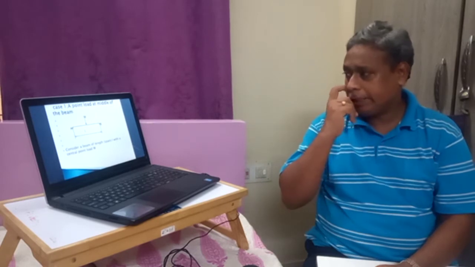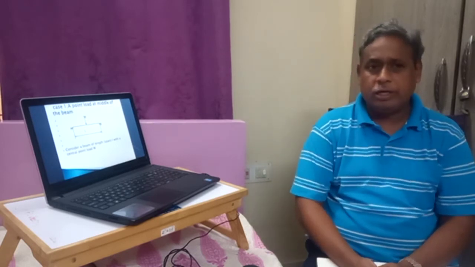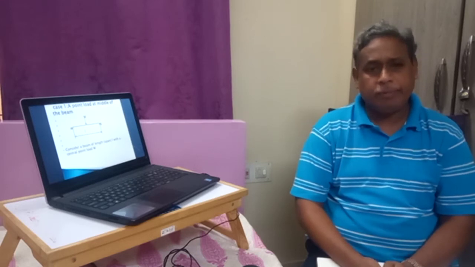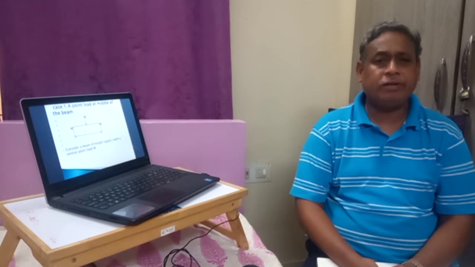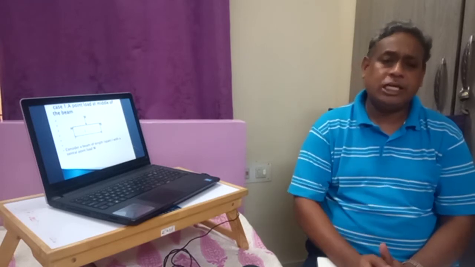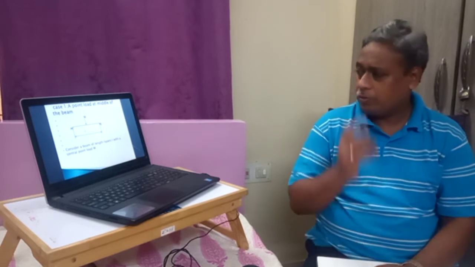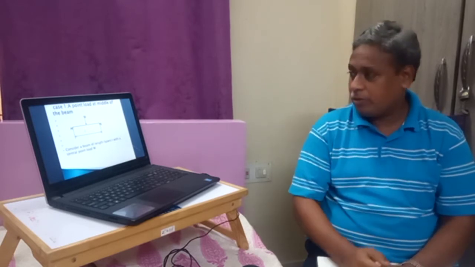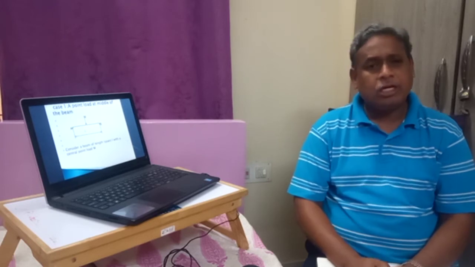Let us consider a case of a point load placed at the middle of the beam. That is, the load is symmetric. When we say symmetric, we say that it is equal on both sides. That is the symmetry. So when a load of W is acting on two supports A and B at the middle, it is common sense.